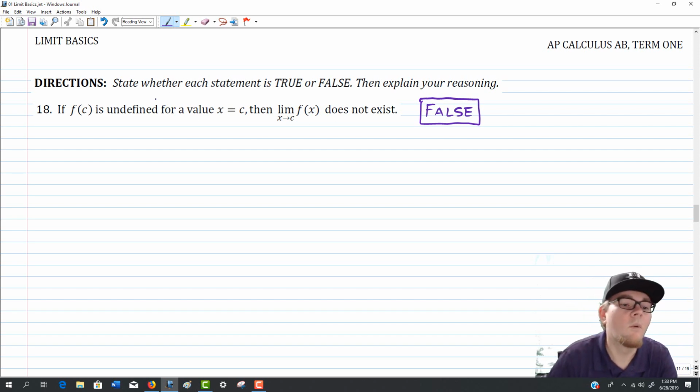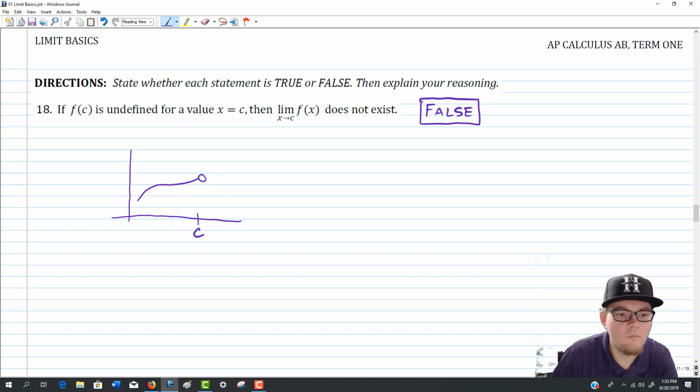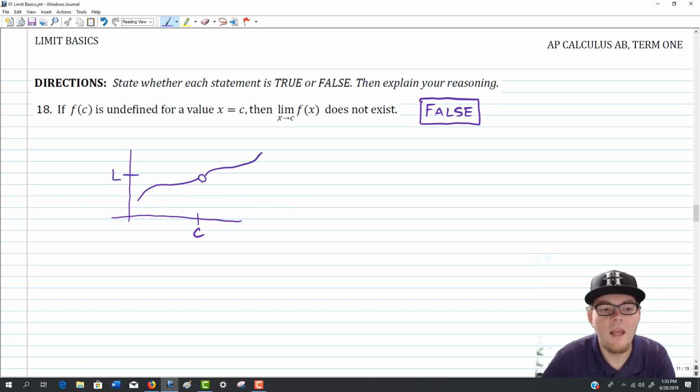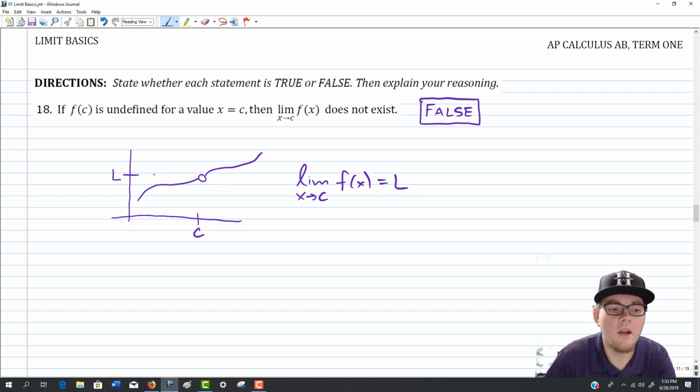And our reasoning is this. When we look back and think about what it means to be defined or undefined at a particular x value, that does not change the general behavior of a function. Just right off the bat, I could quickly draw out a function. Let's say this is x equals c. I can draw this as my function. Let's say that this is L. If we were to look at the limit at this point, from both the right and the left side, we are approaching the same y value. So we would say that the limit as x goes to c of f of x is equal to L from looking at our picture. Again, assuming that it comes straight across.